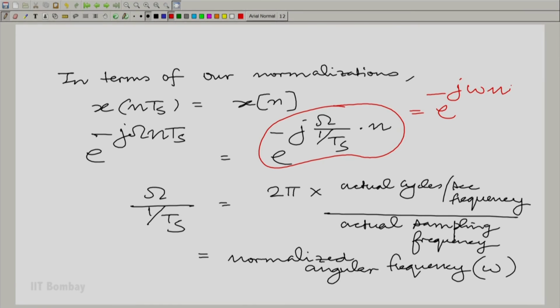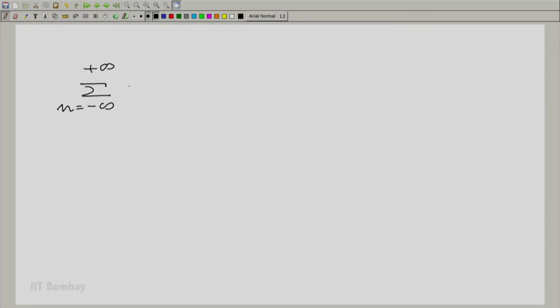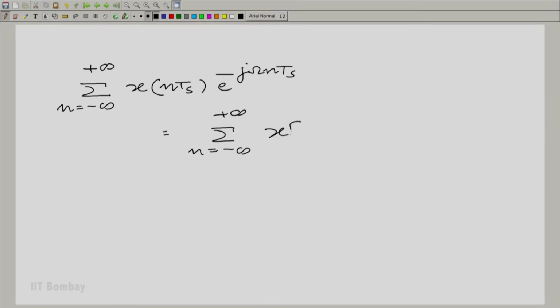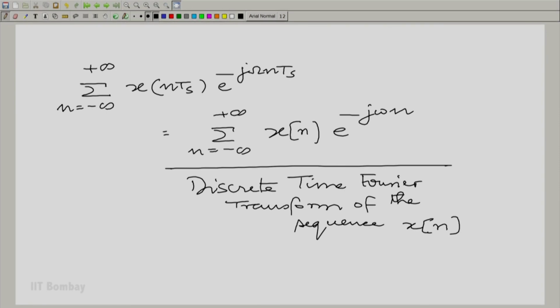And therefore, this quantity that we obtained just previously here, summation n going from minus to plus infinity x of nTs e raised to the power minus j omega nTs can now be rewritten as summation n from minus to plus infinity x n e raised to the power minus j small omega n. This is essentially what is called the discrete time Fourier transform. The discrete time Fourier transform of the sequence x of n.